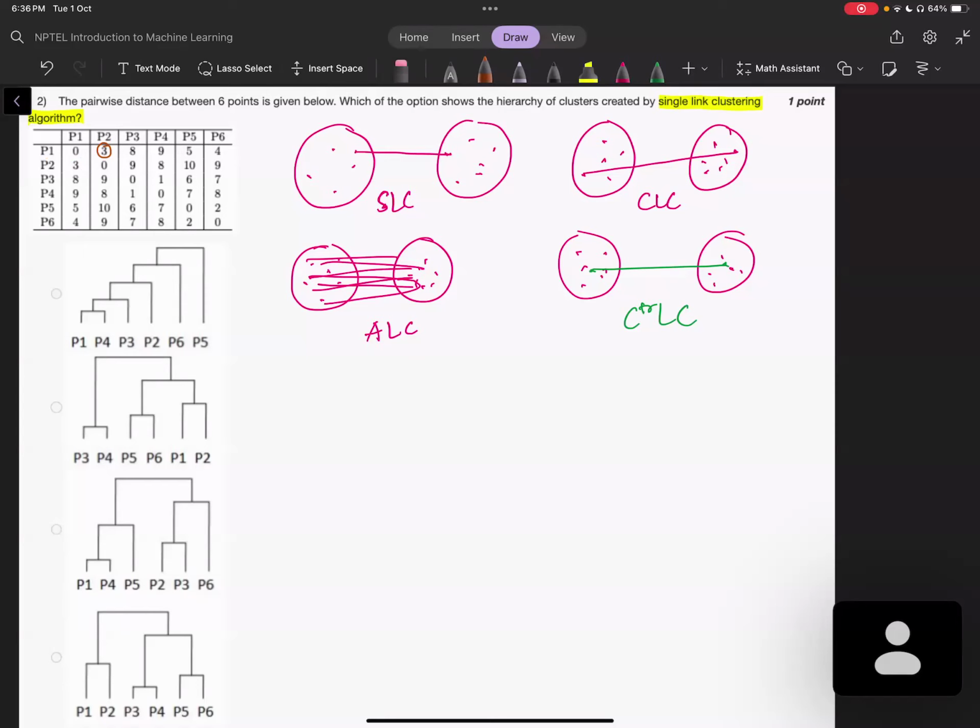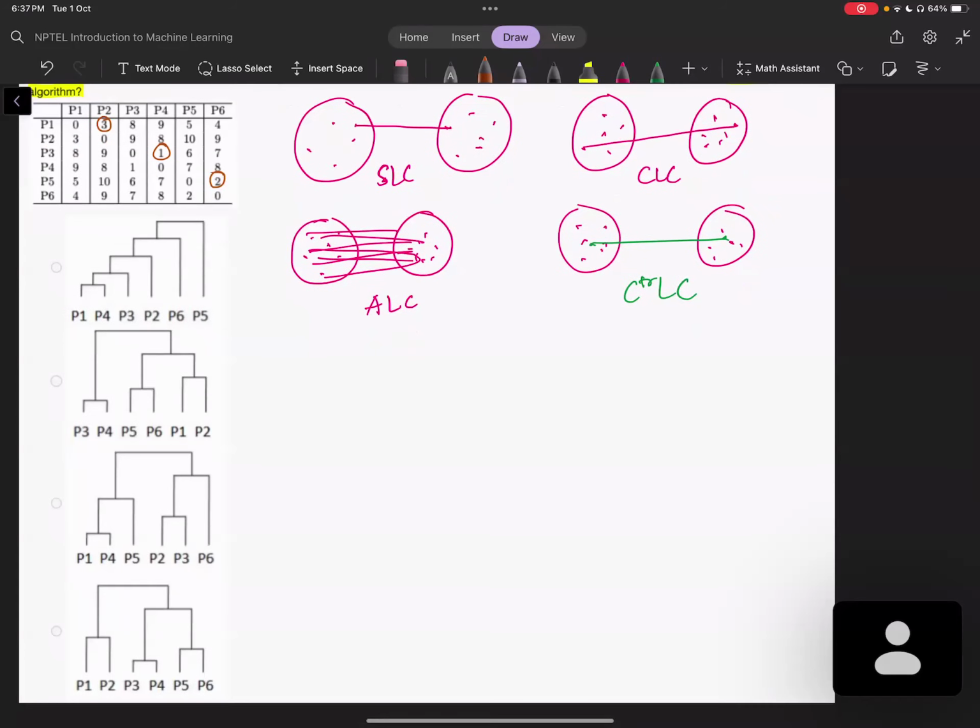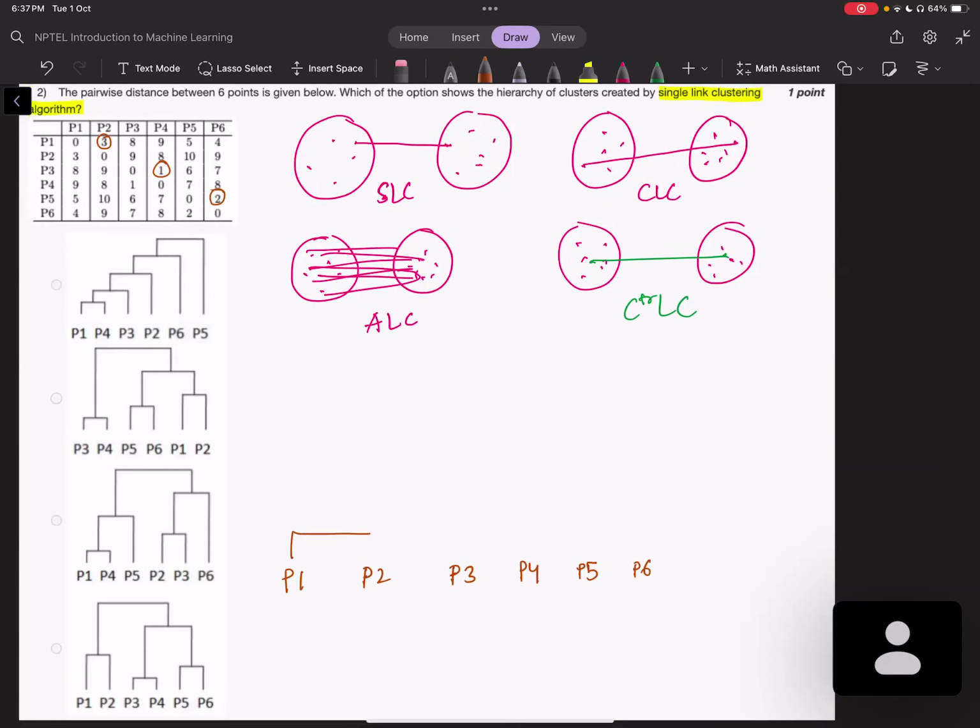Then from P3, P4 is the minimum in this row, since there is 0 across the diagonal and self-clustering is the trivial solution. P4 is done because we have already chosen it. Then if you go to P5, P6 is the minimum. So you start with P1, P2, P3, P4, P5, P6. P1, P2 will make a cluster, P3, P4 will make a cluster, P5, P6 will make a cluster.